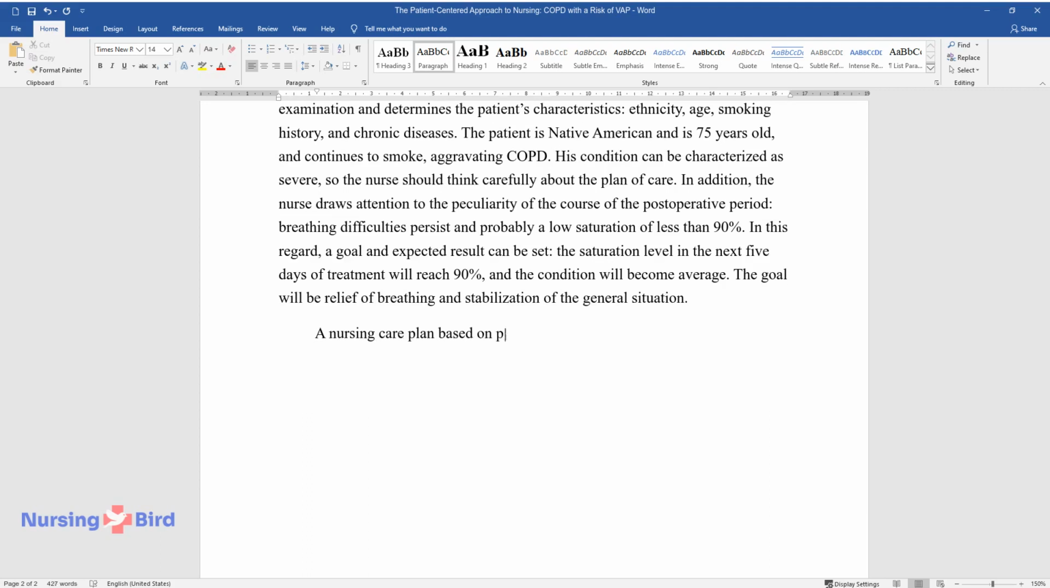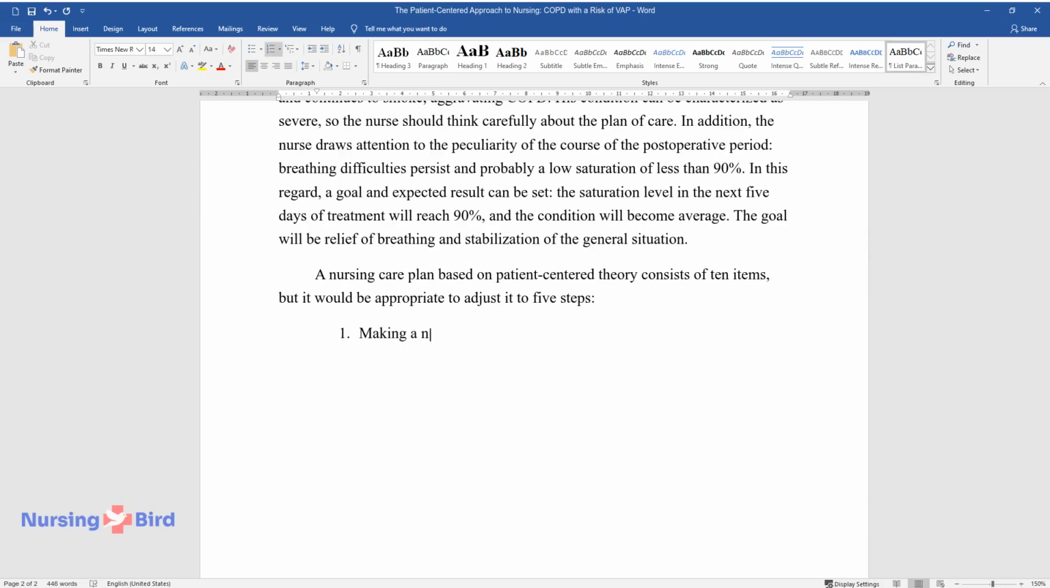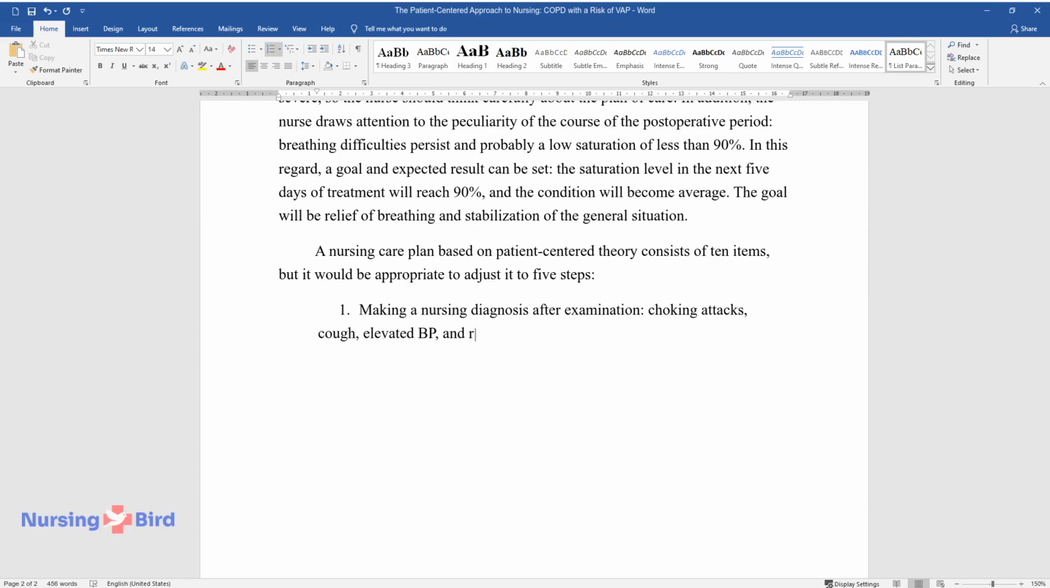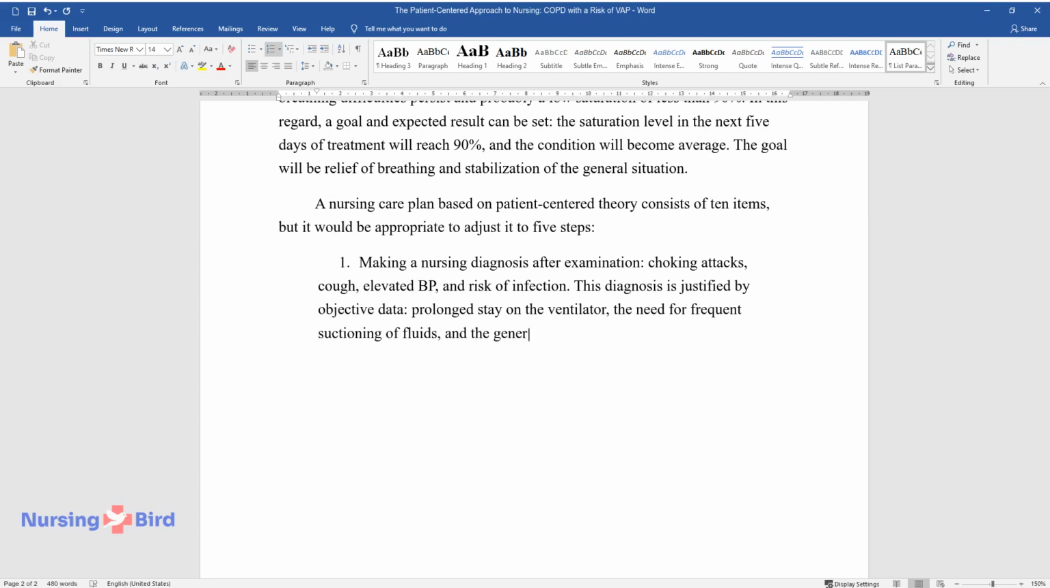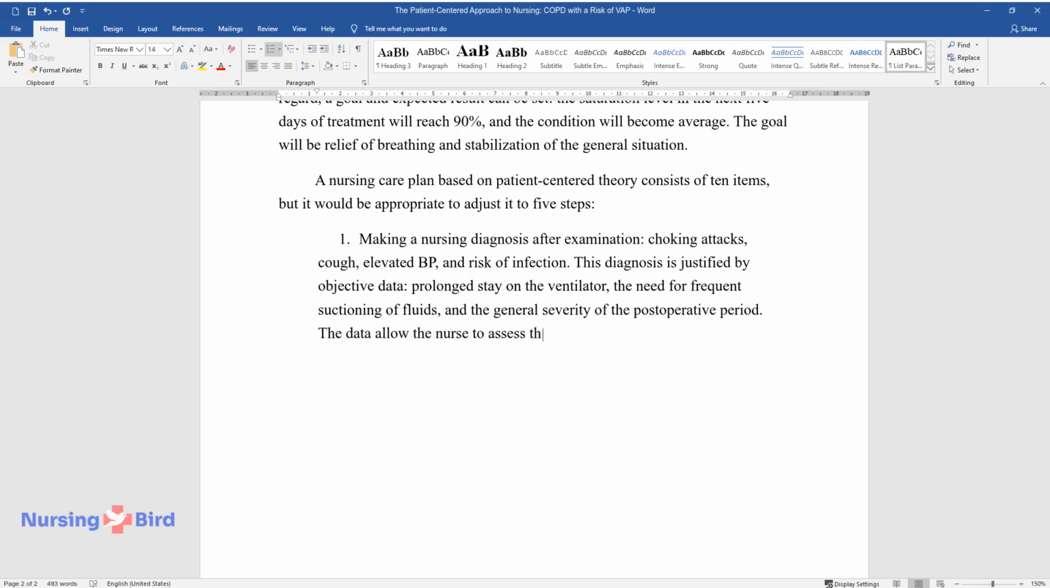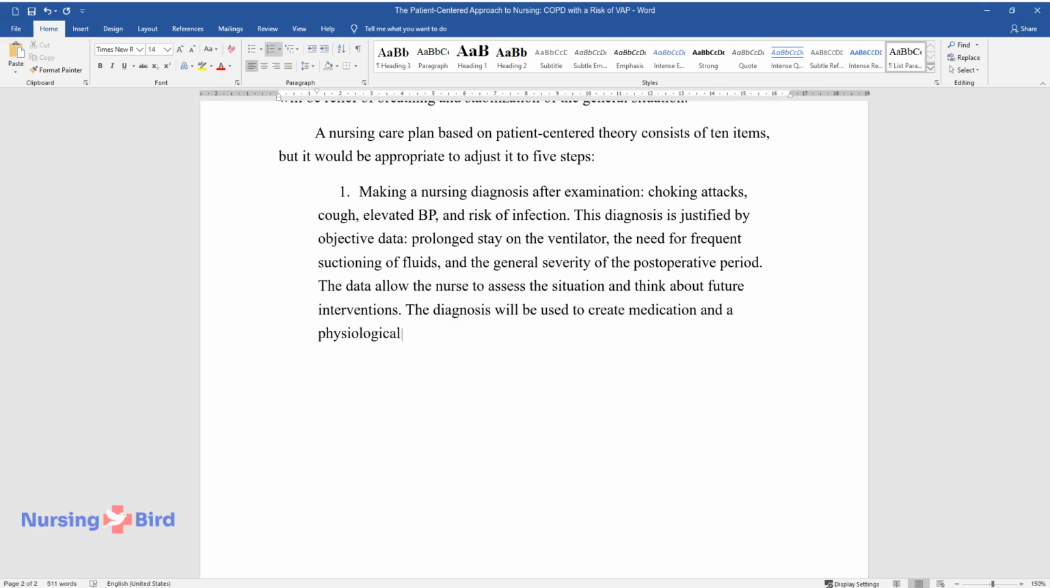A nursing care plan based on patient-centered theory consists of 10 items, but it would be appropriate to adjust it to 5 steps. Making a nursing diagnosis after examination: choking attacks, cough, elevated BP, and risk of infection. This diagnosis is justified by objective data: prolonged stay on the ventilator, the need for frequent suctioning of fluids, and the general severity of the postoperative period. The data allow the nurse to assess the situation and think about future interventions. The diagnosis will be used to create medication and a physiological treatment plan.